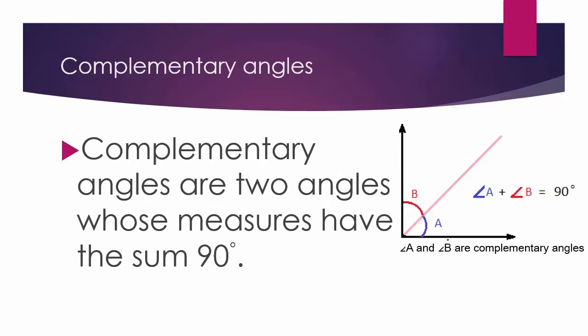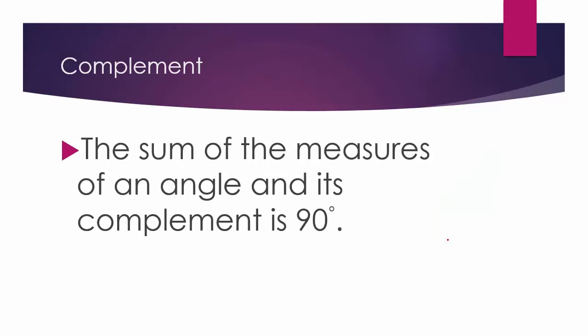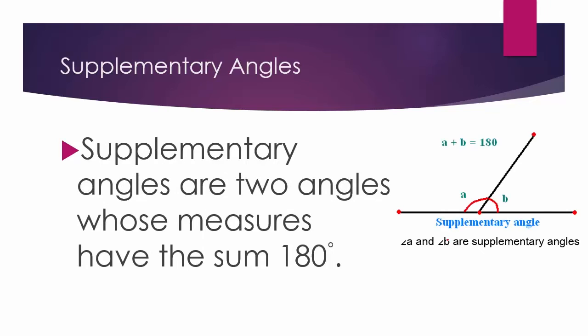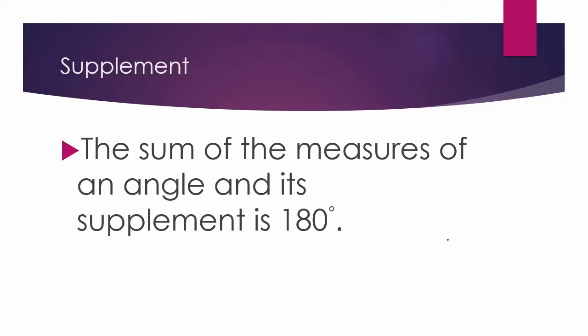Complementary angles. Complementary angles are two angles whose measures have the sum of 90 degrees. This means that I have two angles that add up to 90 degrees. Complement. The sum of the measures of an angle and its complement is 90 degrees. Supplementary angles. Supplementary angles are two angles whose measures have the sum of 180 degrees. Supplement. The sum of the measures of an angle and its supplement is 180 degrees.